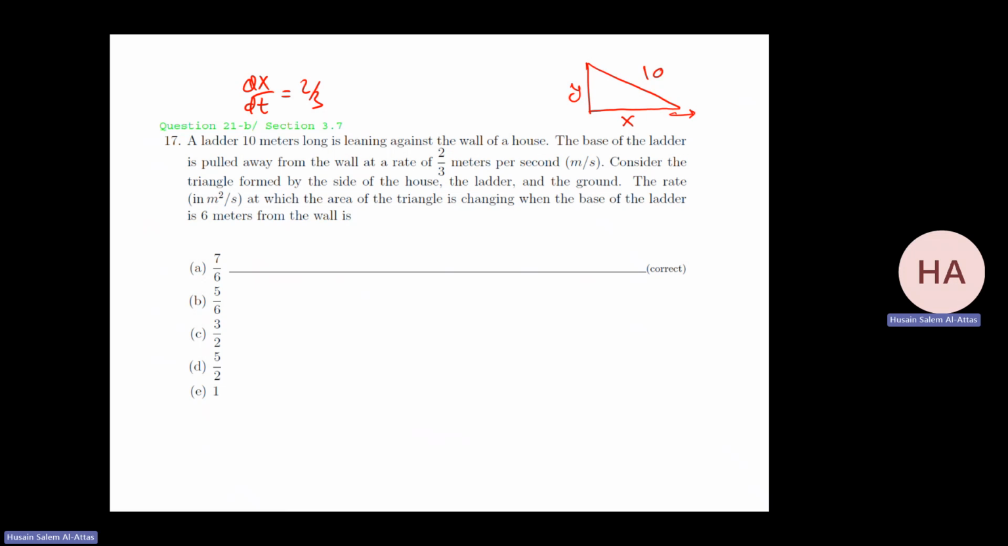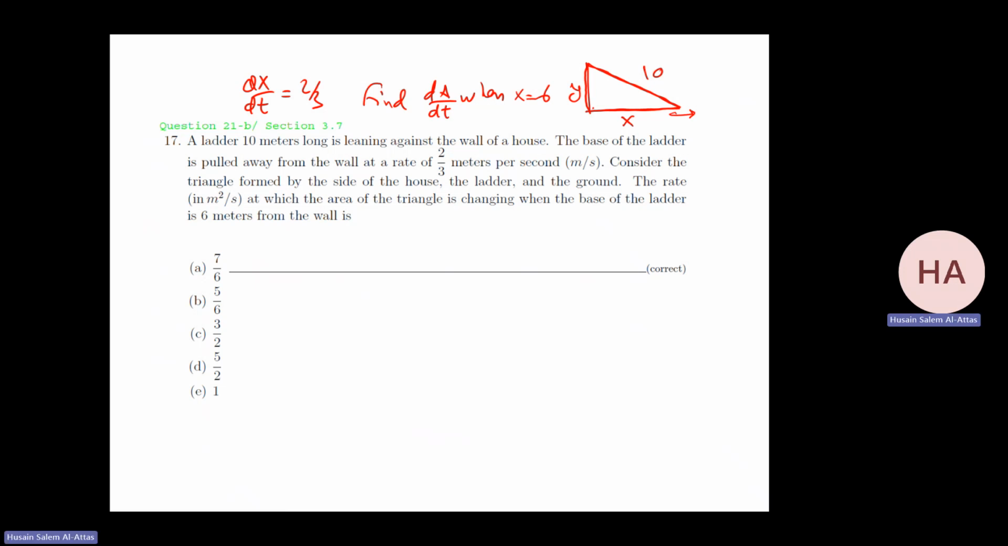Consider the triangle formed by the side of the house, the ladder and the ground. So this triangle. The rate of change of the area of the triangle. So the question is find dA by dt when the base of the ladder is 6 meters from the wall. So when x equals 6.